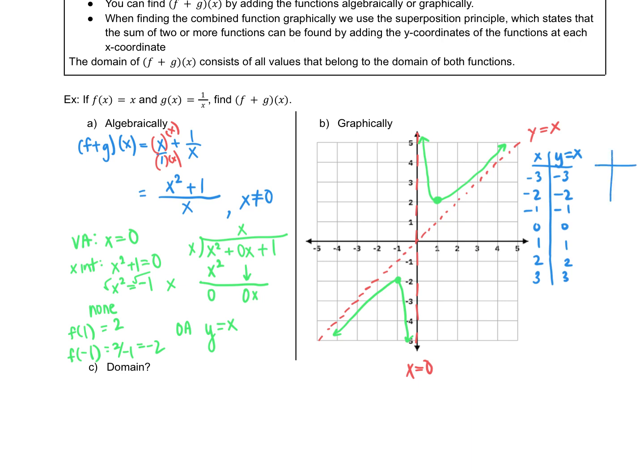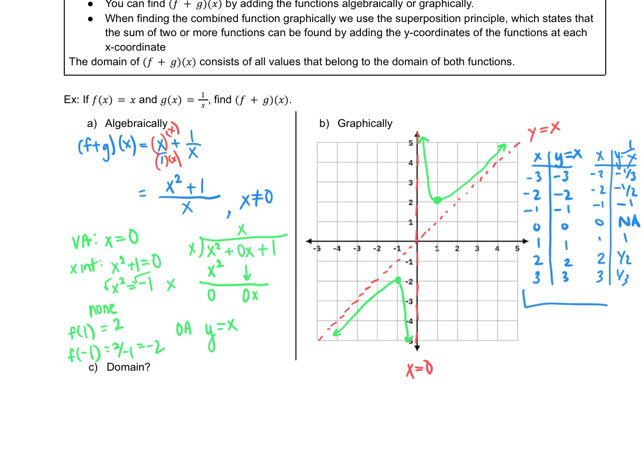For my next one, I'll put y equals 1 over x using the same x values, because when I'm adding my y coordinates, it has to be for corresponding y coordinates, so when the x's are the same. So we'll have -1/3, -1/2, -1, not applicable, no solution there because of the asymptote, then 1, 1/2, and 1/3.